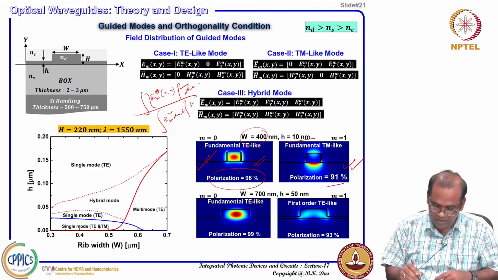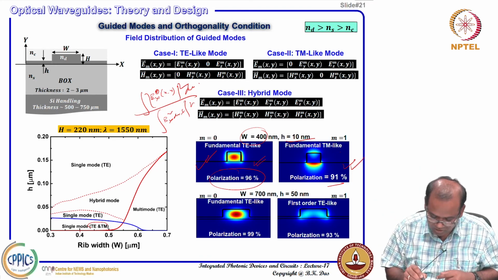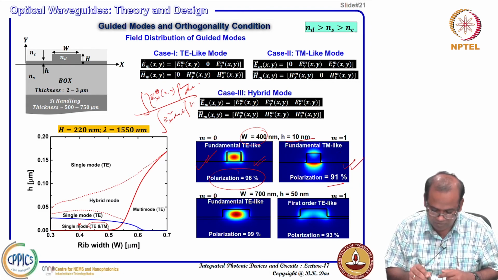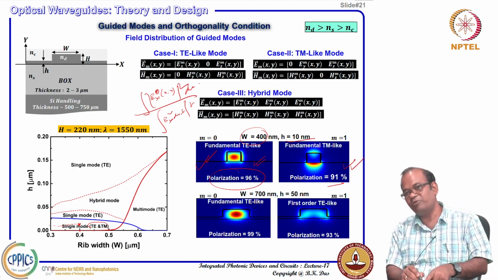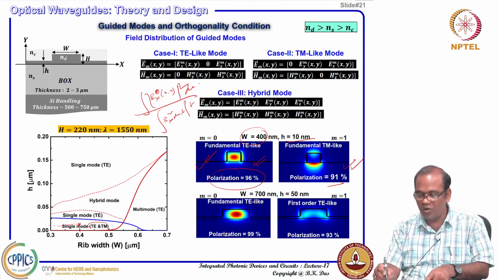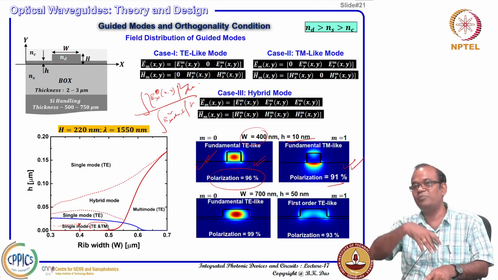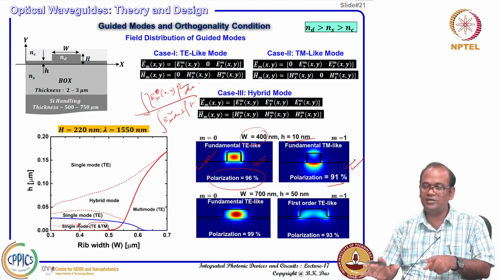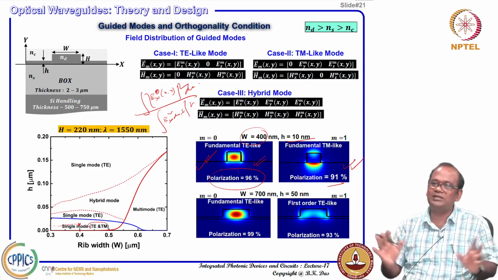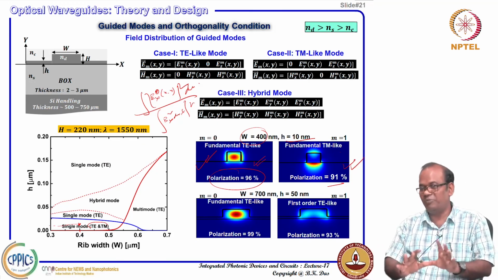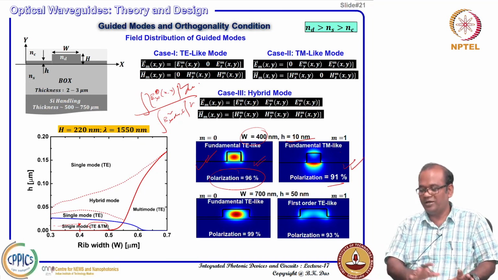So here it is 400 nanometer and H equal to 10 nanometer, a point considered here. Some people call it a single mode, because one is completely TE-like and the other is completely TM-like, so both polarizations can guide that way. But in principle, from the mode solver point of view, it is actually still multi-mode; it supports 2 modes.